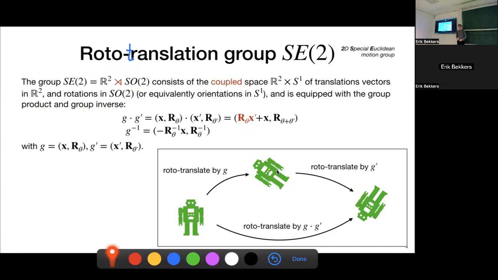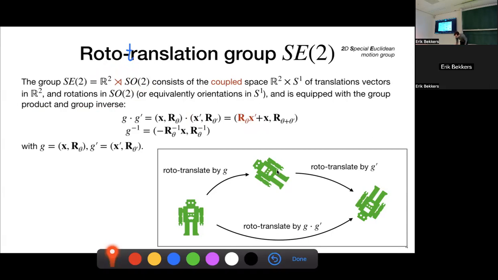And the semi-direct group product structure is one of the reasons why we cannot just treat it as a vector space. I cannot just add rotation matrices together, because that doesn't necessarily give me a new rotation matrix.